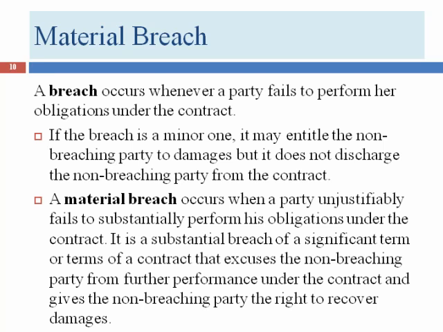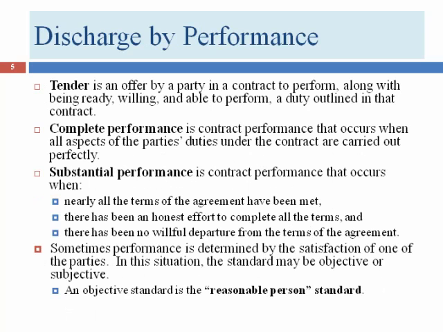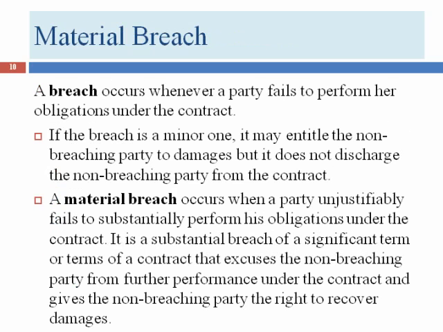A breach occurs whenever a party fails to perform his or her obligations under the contract. They had to do X and they just don't do X. Let me go back to here. We talked about complete performance. We've talked about substantial performance. When you don't have complete performance and you don't have substantial performance, what do you have? You've got a breach. You may even have a partial breach when you have substantial performance.